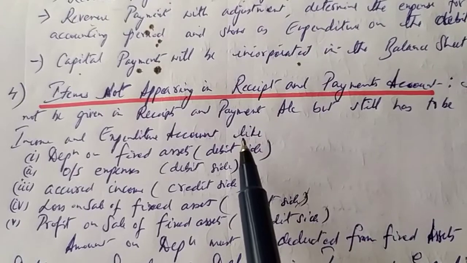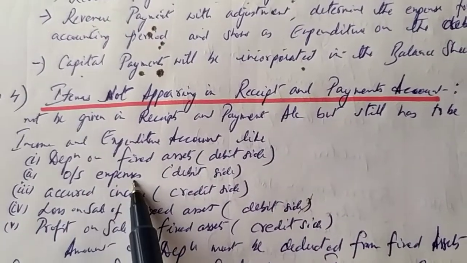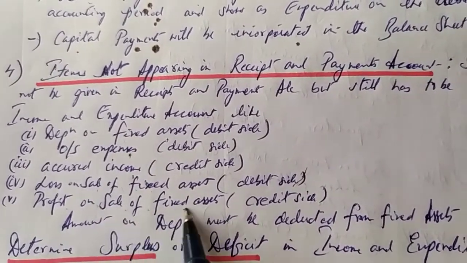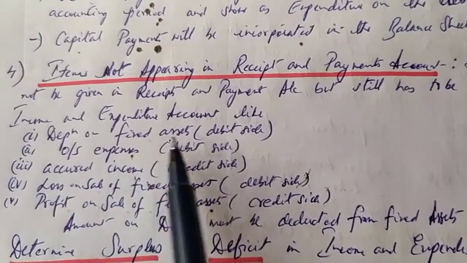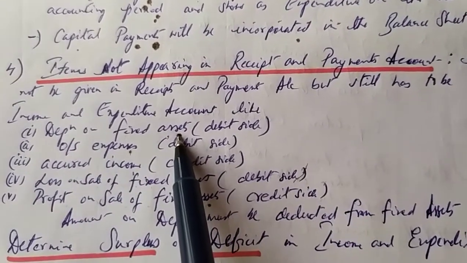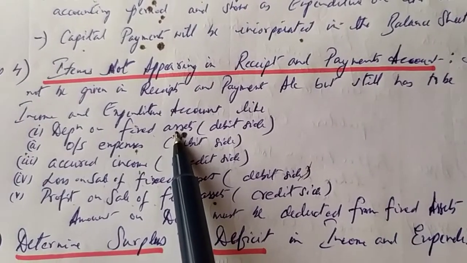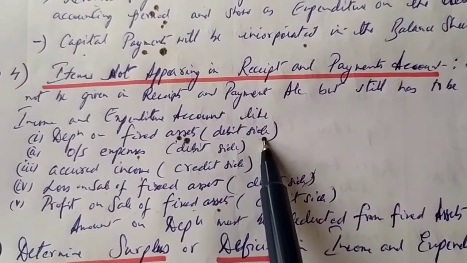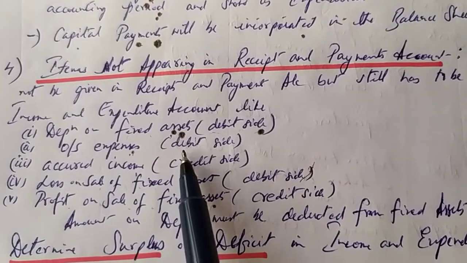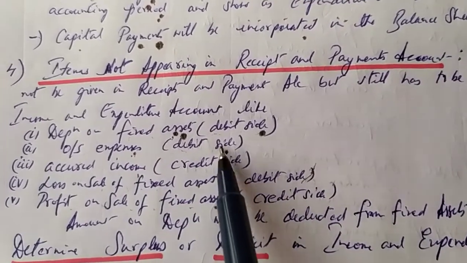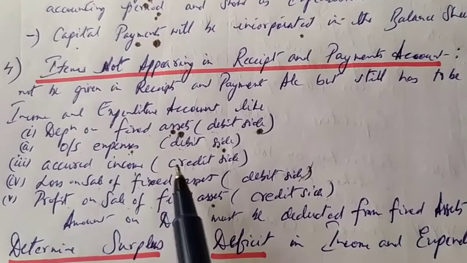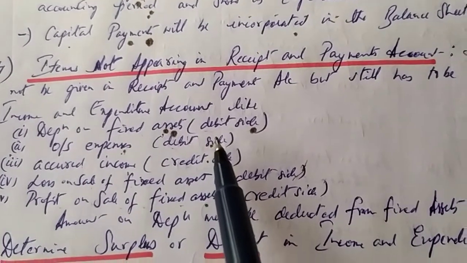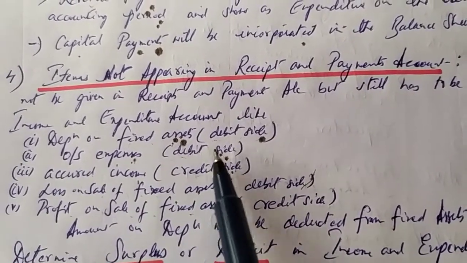Some of the examples are depreciation on fixed assets, outstanding expenses, accrued income, loss on sale of any fixed asset, or profit on sale of any fixed asset. If depreciation on any fixed asset is mentioned, that depreciation amount will be computed and taken as an expenditure, meaning we record it in the debit side of the income and expenditure account. Any outstanding expenses will also be taken in the debit side as an expenditure. If there is some accrued income, we will take it in the credit side. These are to be either added or subtracted from the respective income or expenditure, whichever it is applicable to.